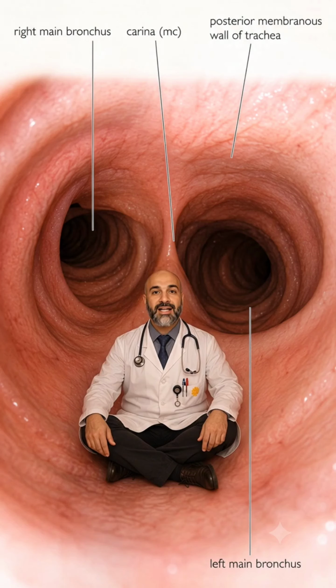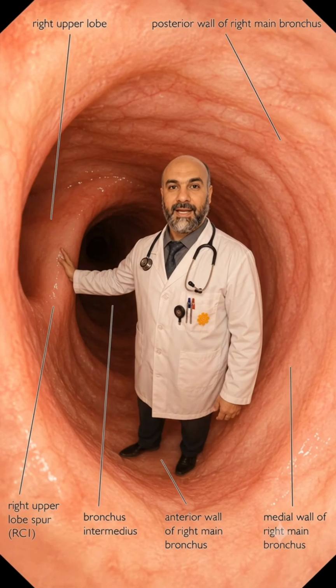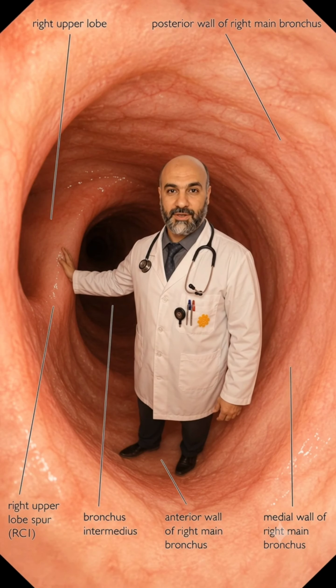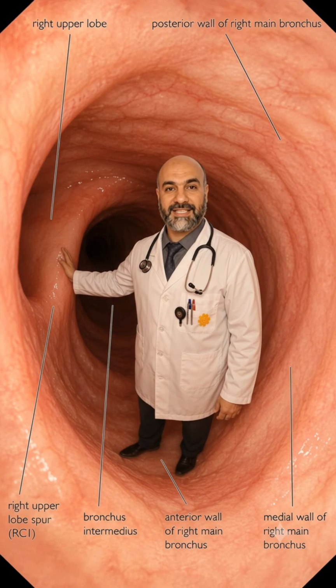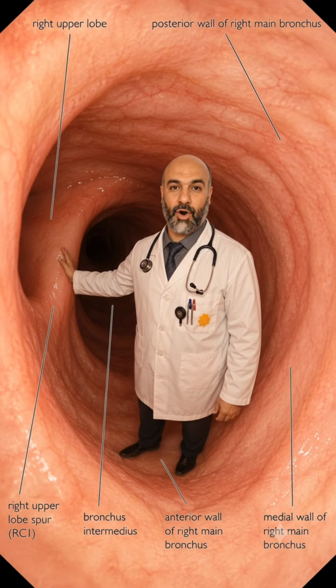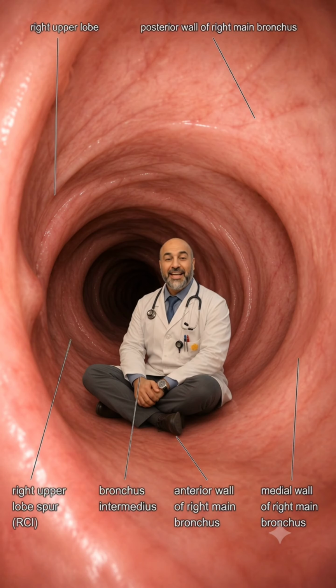Here we can see the right and left main bronchi. The right main bronchus is shorter and more vertical, while the left main bronchus is longer and more horizontal. Now we are entering the right main bronchus. We can identify its anterior, medial, and posterior walls, and the bronchial lumen extending distally toward the right upper lobe and bronchus intermedius. Here we can see the orifice of the right upper lobe bronchus.